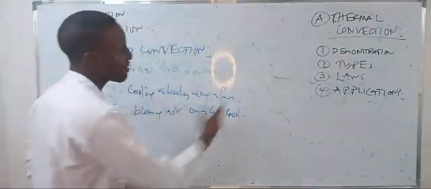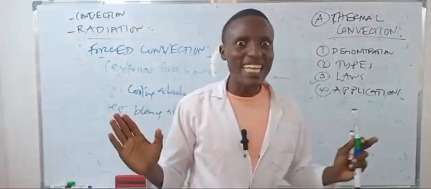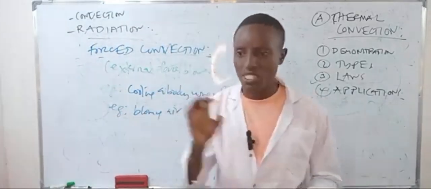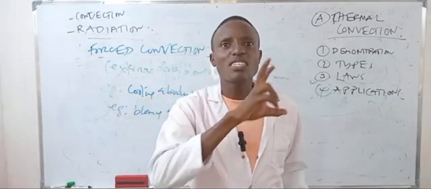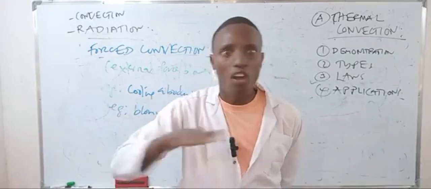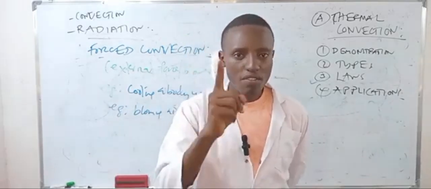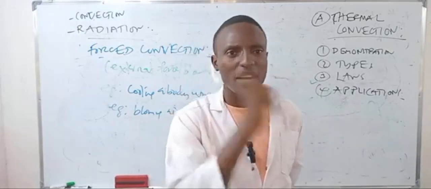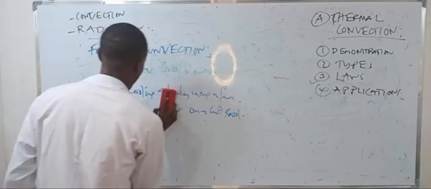Let's talk about the laws. We have two laws actually governing convection. So convection doesn't occur without laws. Actually it occurs under some principles. Scientists sat down and did some experiments and observed a real pattern that always operates in all forms of convection. And there are two laws. One of the laws is what we call Newton's law of cooling, and the second is the Petit and Dulong law.